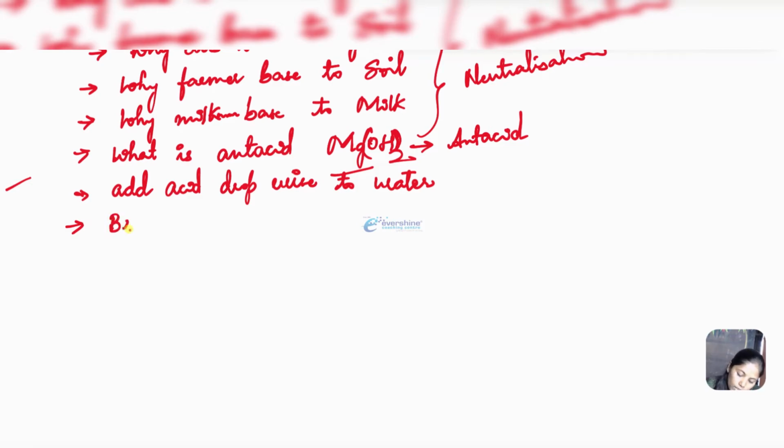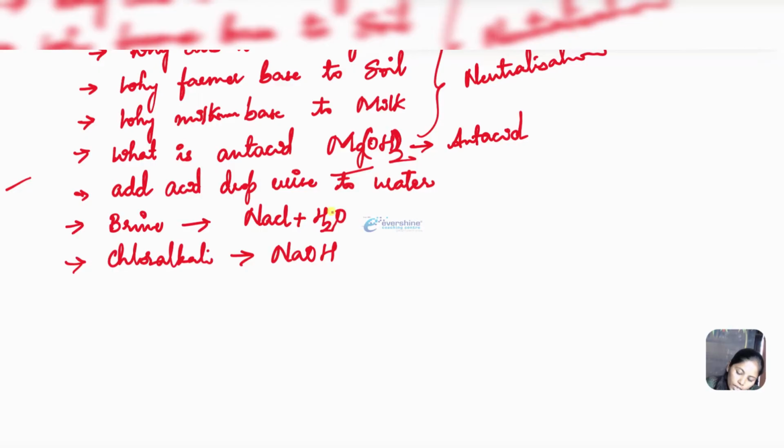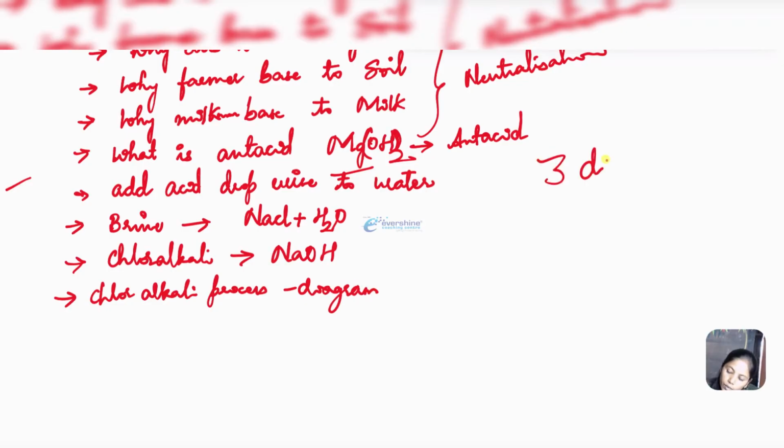And then they'll ask you what is brine solution. They'll ask what is chlor-alkali process. Chlor-alkali process is a method of preparing NaOH. Brine solution means it is a mixture of NaCl and water. And then they may ask the diagram of chlor-alkali process. So here in this chapter you get three very important diagrams.